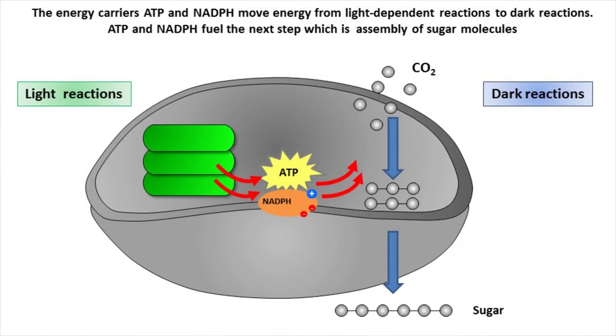Turning atmospheric carbon dioxide into sugar takes a lot of energy, and the dark reactions utilize the molecules made in the light reactions to power this process. The energy carrier ATP moves energy from the light-dependent reactions in the thylakoids to the dark reactions, which occur in the stroma of the chloroplast. ATP fuels the assembly of sugar molecules.